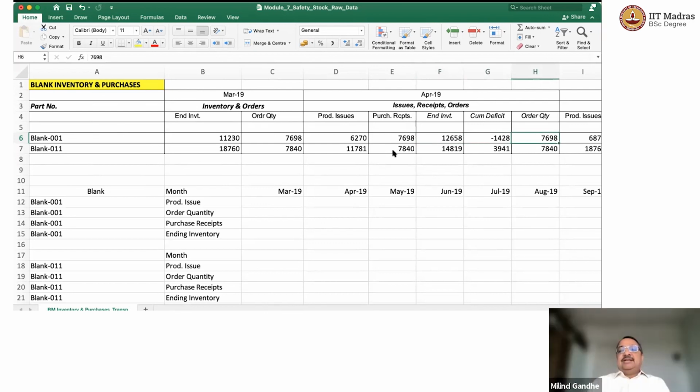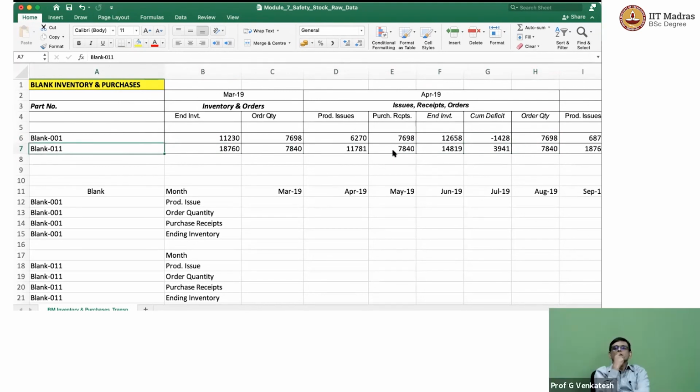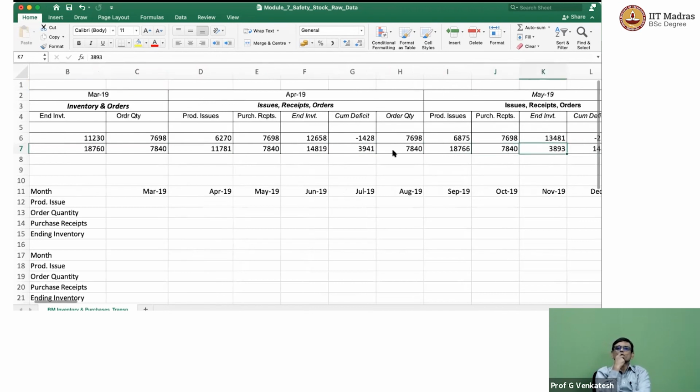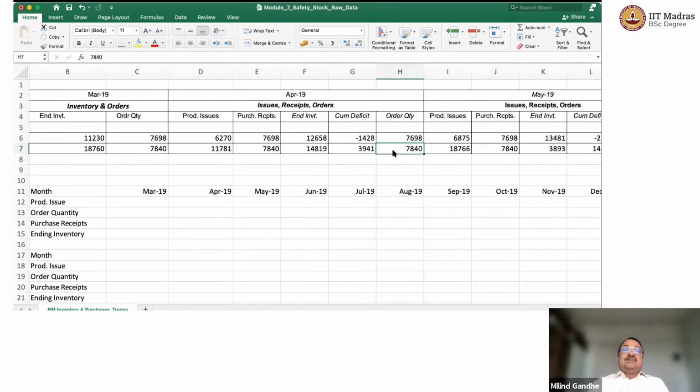And then he has also told us in April 2019 how much was the order quantity that he had issued. Another 7698 order. Correct. And similarly, he's given us this data also for blank 11. There the number is 7840. The order quantity is 7840. The unit of ordering is 7840.